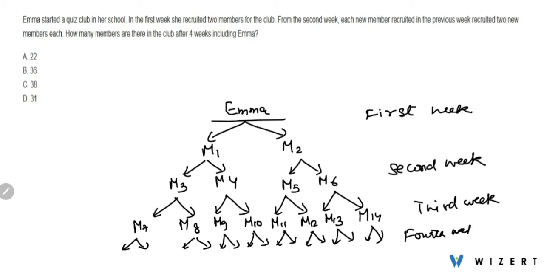Now we have to find how many members are there in the club after 4 weeks, and we have to include Emma also. So we are seeing a pattern here. In the first week we can see 2 members are there, M1 and M2, and in the second week we can say 4 members are there. So it can be written as 2 squared, and in the third week 1, 2, 3, 4, 5, 6, 7, 8, 8 members are there. Similarly, in the fourth week, following the similar pattern, the number of members will be 2 to the power 4.